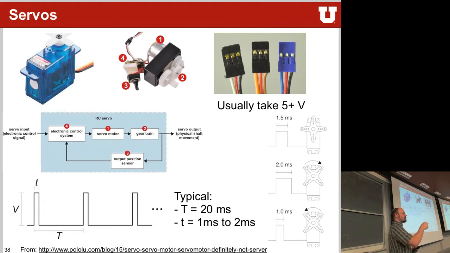Yes? Well, I was just going to ask actually that. How does it know to which angle to go? It has control circuitry inside. So most of the time, a servo actually has a potentiometer measuring the position of the servo, and then it uses a feedback loop and tries to get to that particular position.